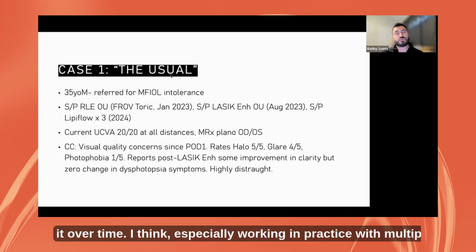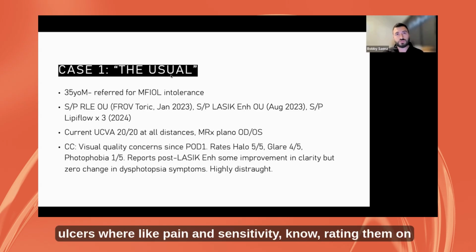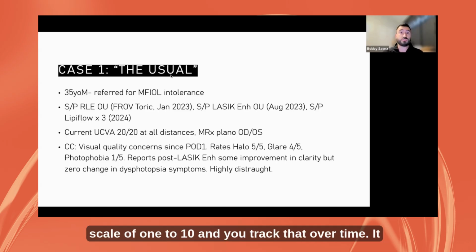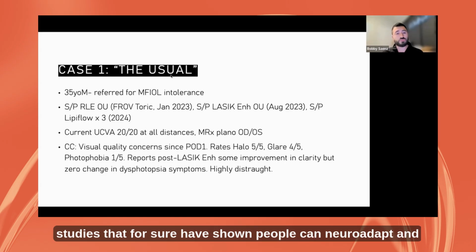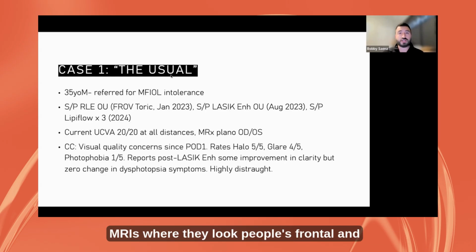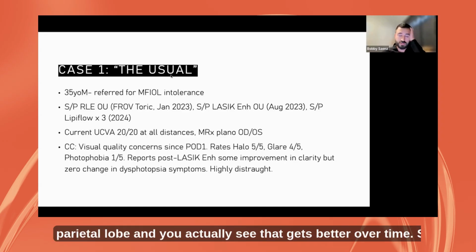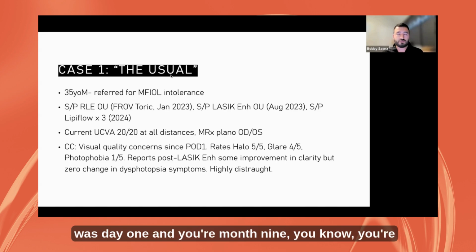I think especially working in a practice with multiple doctors, with something like corneal ulcers where you have pain and light sensitivity, being able to rate them on a scale of 1 to 10 and track that over time can be really helpful for these patients. There have been studies that have shown people can neuroadapt, and it takes 6 to 9 months. They've done functional MRIs looking at people's frontal and parietal lobe, and you can actually see that it gets better over time.